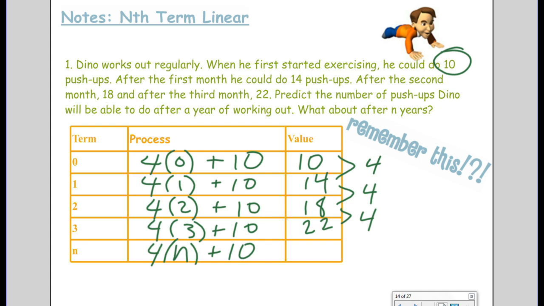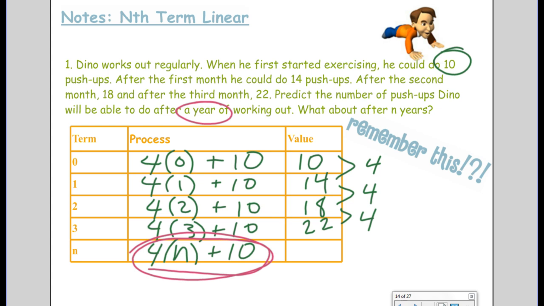All right, so they asked us how many push-ups he could do after a year of working out. How many months are in a year? 12. So go to your equation, which is right here, and instead of n, put 12. 4 times 12 plus 10. Is he weak now?